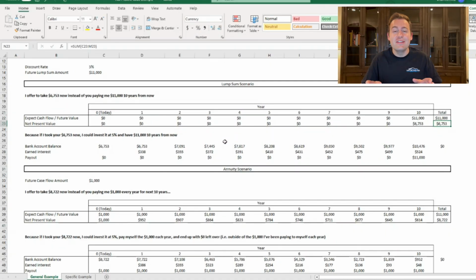Welcome to our net present value example workbook. And we're going to start off with a simple lump sum scenario. We're going to look at the alternative of getting $11,000 in a lump sum amount all at once 10 years from now and see at what point, what amount would we need to receive today to be willing to give up an $11,000 lump sum payment 10 years from now.